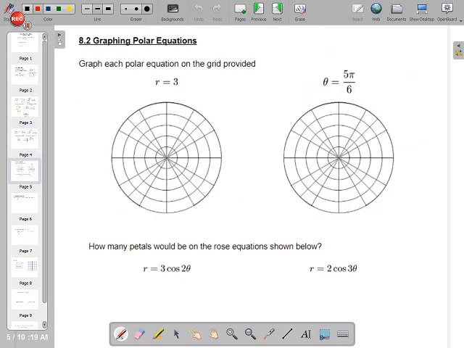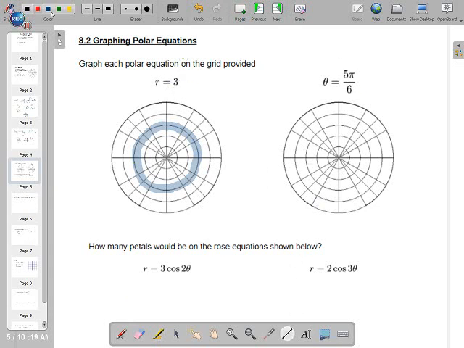8.2, graphing polar equations. So we did a little bit of this. R equals 3 is a circle with radius 3, so that's 1, 2, 3. That would be this circle right there. R equals 3 is a circle with radius 3. That's the same as r equals negative 3, as I was just talking about.